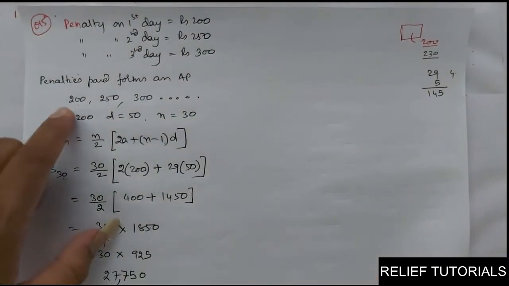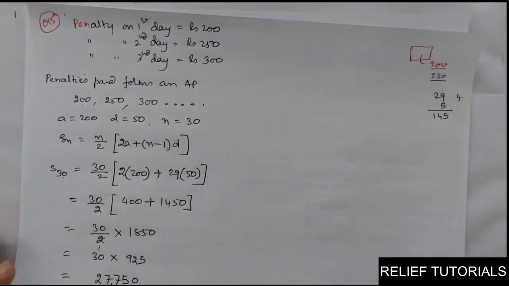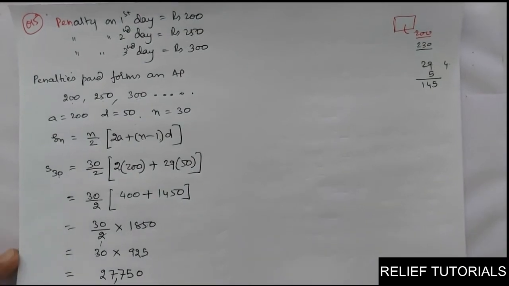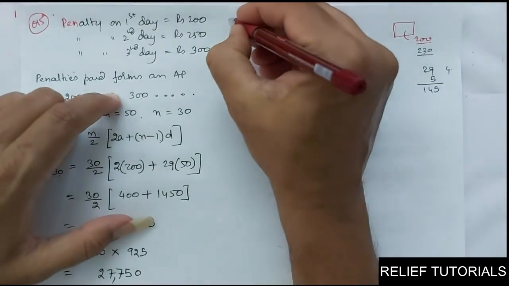Simple, just problem you see, just you want to find the sum of 30 terms. Clear? But you see the situation, condition that fellow has created. Okay? Now, same we will do question number 16.